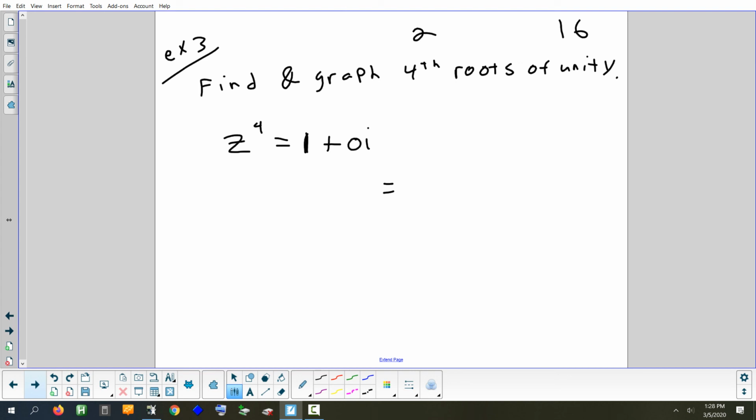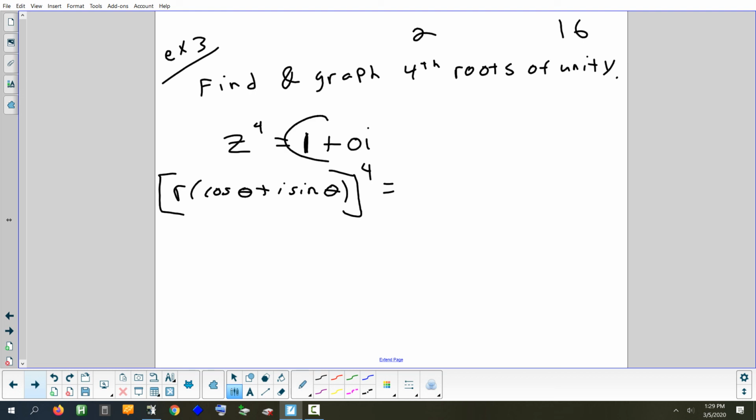Now, let's start with z. What did I say to fill in for z? What was the formula? r, open parenthesis, cosine theta plus i sine theta. And r and theta are what you're solving for. That's the goal. And all of that is to the 4th power. We're trying to find z for 1 plus imaginary 0.